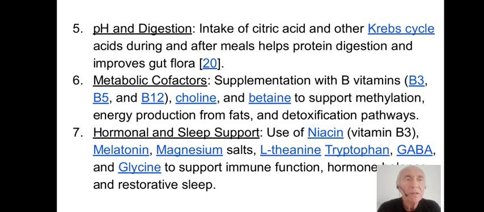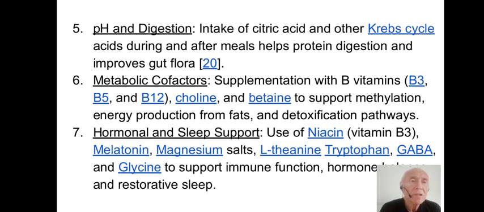Metabolic cofactors: supplementation with vitamins B3, B5, B12, choline, and betaine to support methylation, energy production from fats, and detoxification pathways. It's also very beneficial. Choline you can get from eggs. Betaine is relatively cheap. You can buy it. It is a by-product of sugar production.